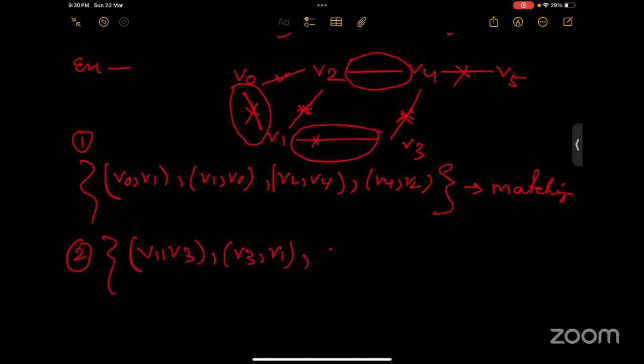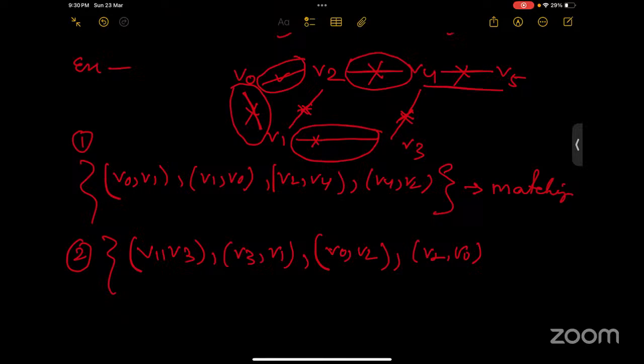V0, V2 we can take, and V4, V5. That means V2, V0 will be there, so we are taking this edge and this one cannot be taken, but we can take this one again. Just one thing: V1, V3 we have taken, but V1 also shares a common edge with V2, right?